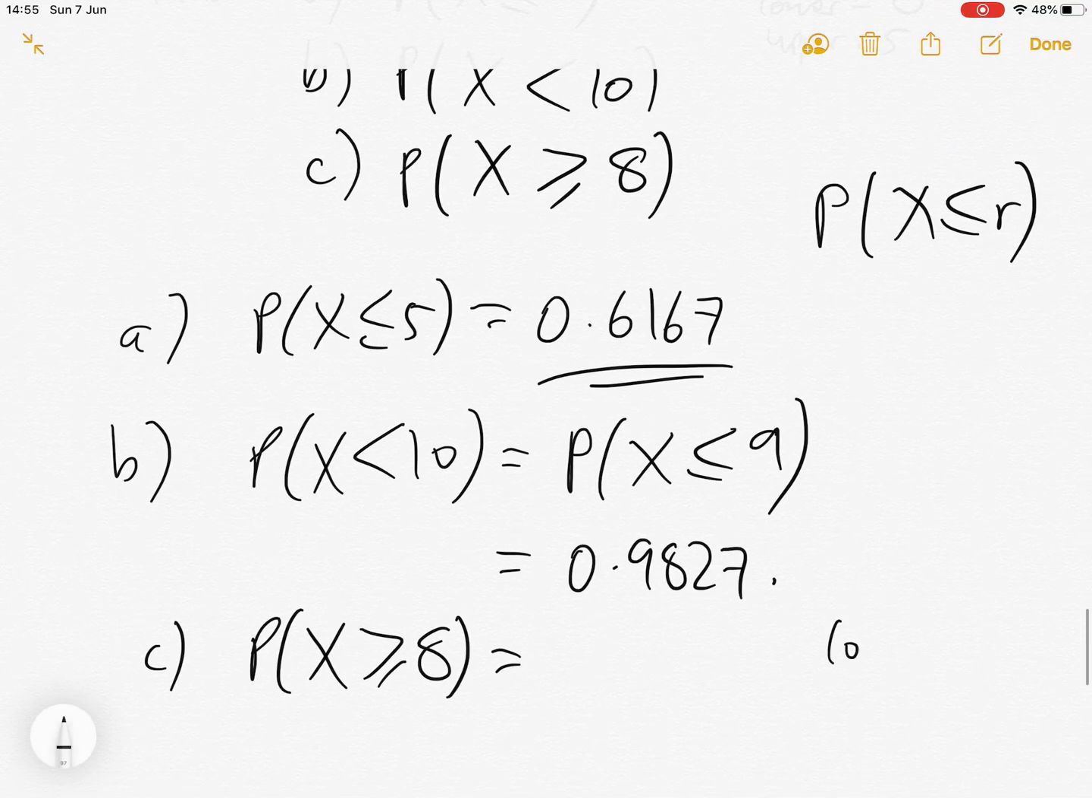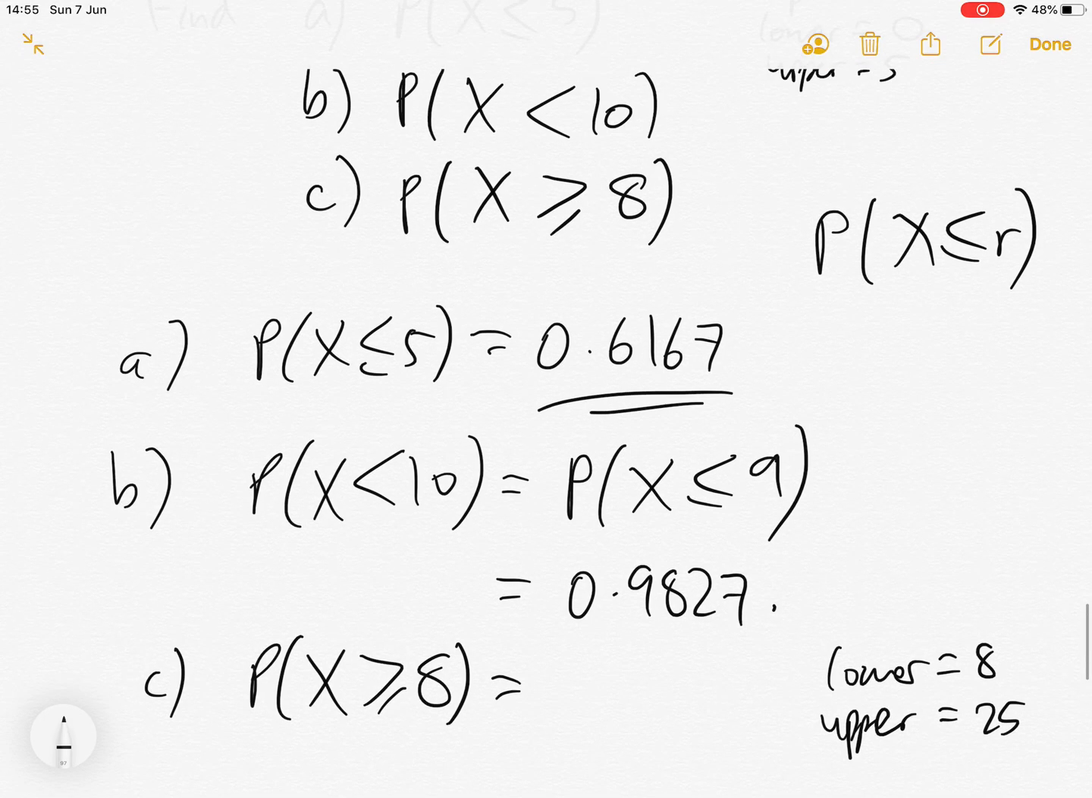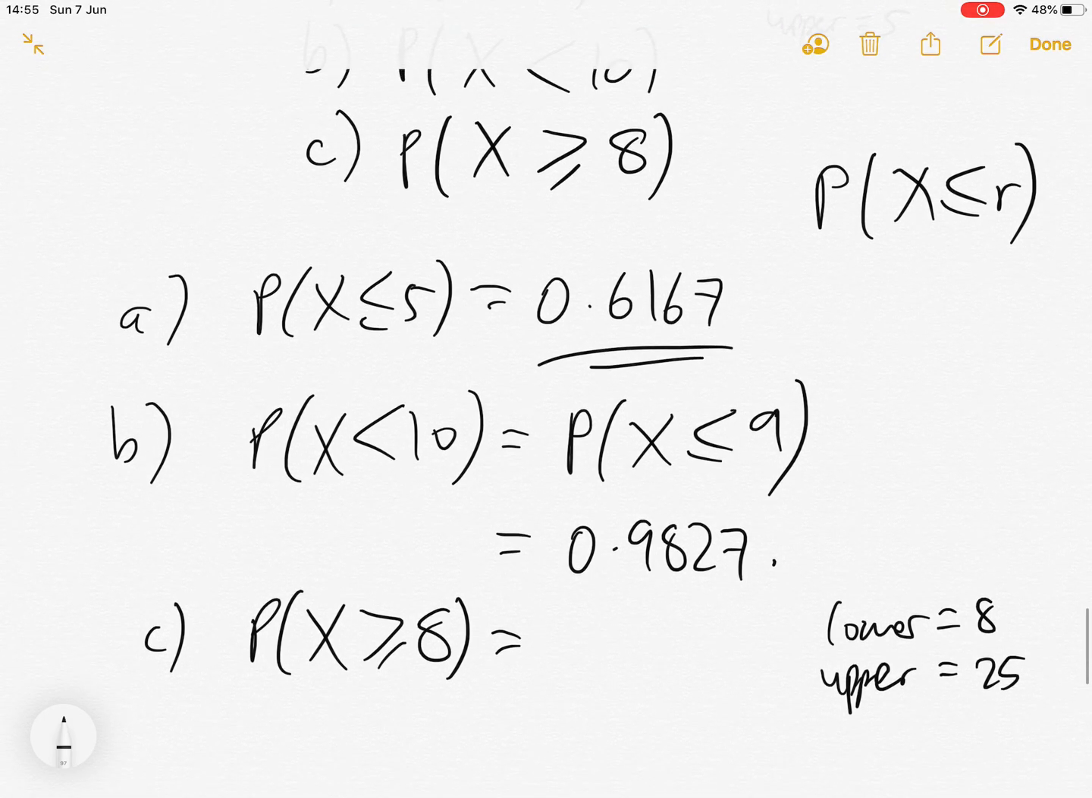Part C, probability x is greater than or equal to 8. So again, if you want to use your calculator, you can use a lower value of 8 and an upper value of 25, or anything bigger, because x can't be bigger than 25, but the probability x is greater than 25 is 0, so it won't matter.